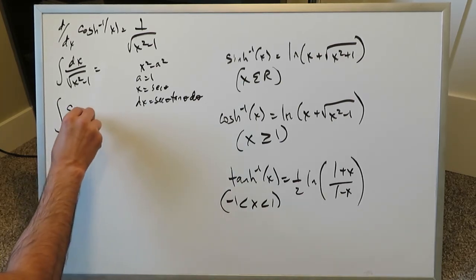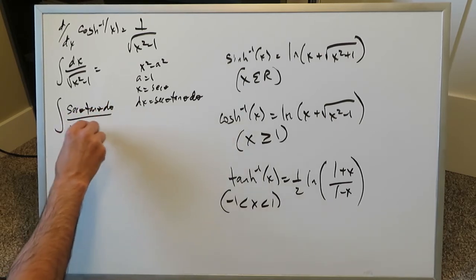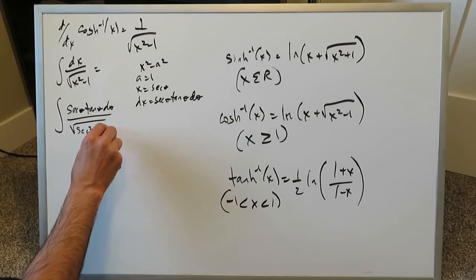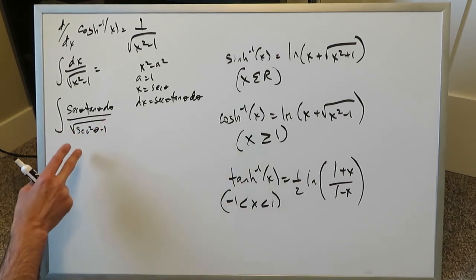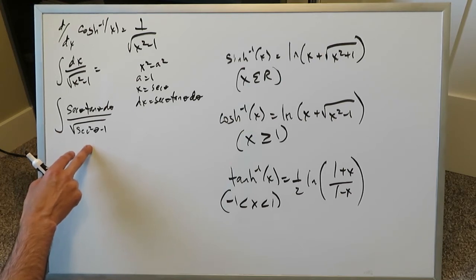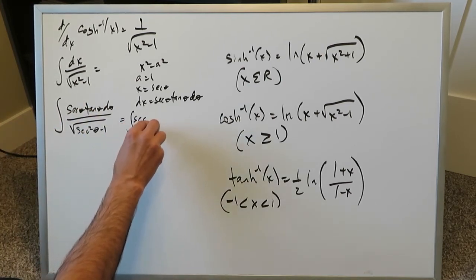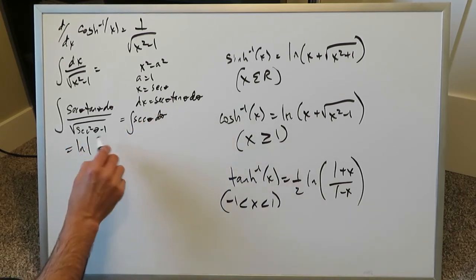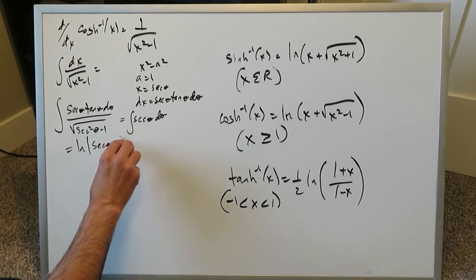You have secant theta tan theta d theta, and over here you'll have x squared minus 1, which is secant squared theta minus 1. All of this boils down to a tan squared theta. The root of that is tan theta. That denominator tan theta will cancel out with this numerator tan theta, and you'll just get secant theta d theta, which is going exactly in the same direction as the previous one. The antiderivative of secant theta is natural log secant theta plus tan theta.